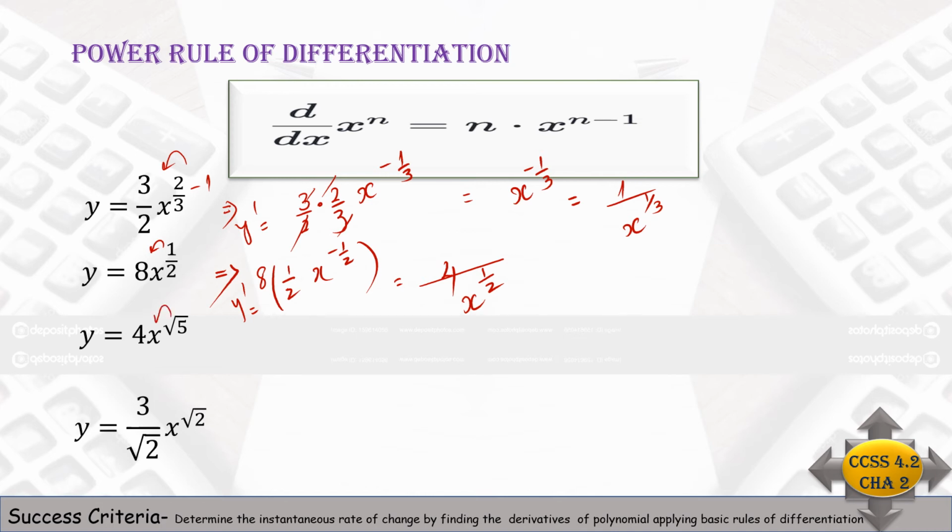Same way, do it here. So the derivative of 4x to the power square root of 5 will give you 4 square root of 5, x to the power square root of 5 minus 1.